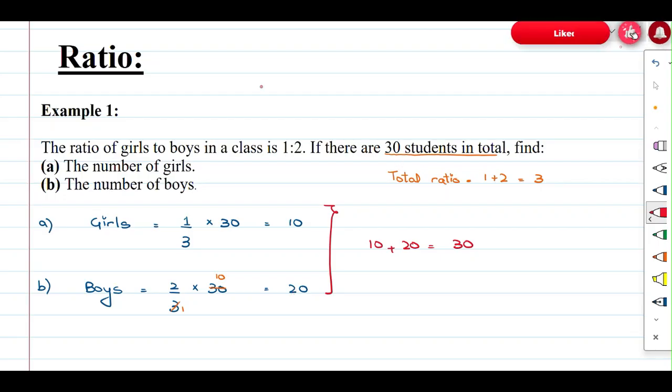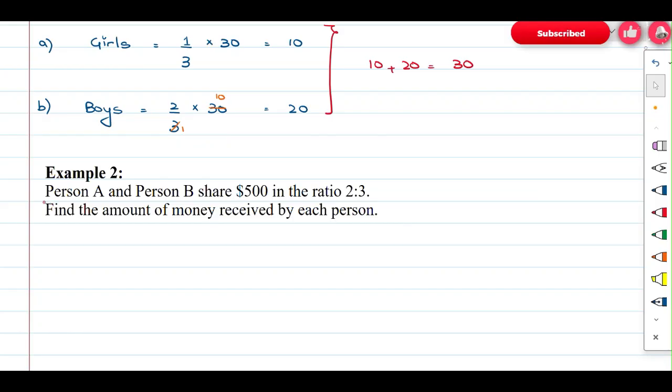Let's take another example. Person A and person B share $500, so the total share is 500 in the ratio 2:3. Now the total share is given. What is the total ratio? The total ratio is 2 plus 3, which equals 5. So now we have the total ratio and the total share. We need to find the amount of money received by each person.